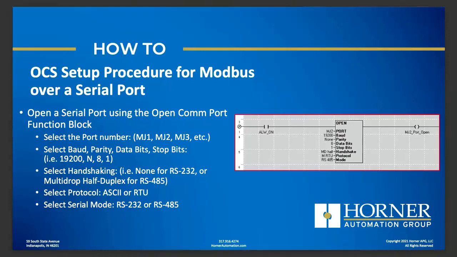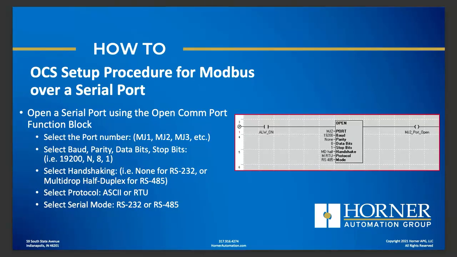And then in that open function block, you're effectively configuring which port you're going to use, and most OCSs have at least two. You're going to select the baud rate, parity, data bits, stop bits, again, to make sure that the speed as well as all the parameters are matching on both sides. You're going to select your handshaking, again, most typically none for RS-232, or multi-drop for half duplex for RS-485. You're going to select whether you're talking ASCII or RTU, and you're going to decide whether the port that you selected is going to be used in RS-232 mode or in RS-485 mode.